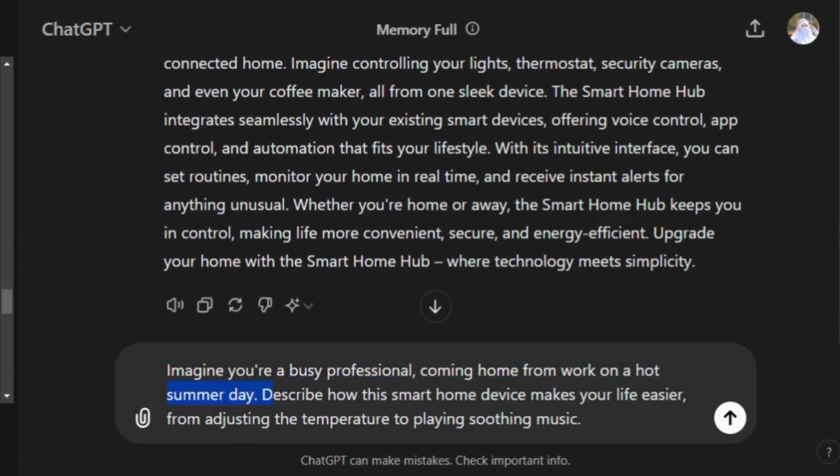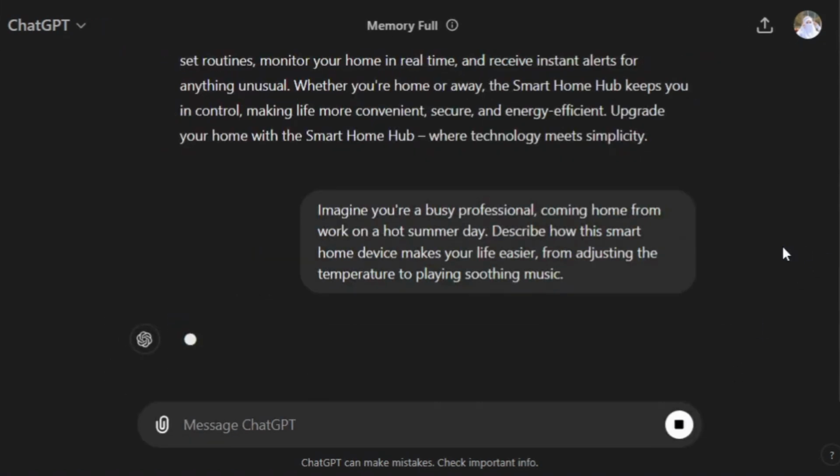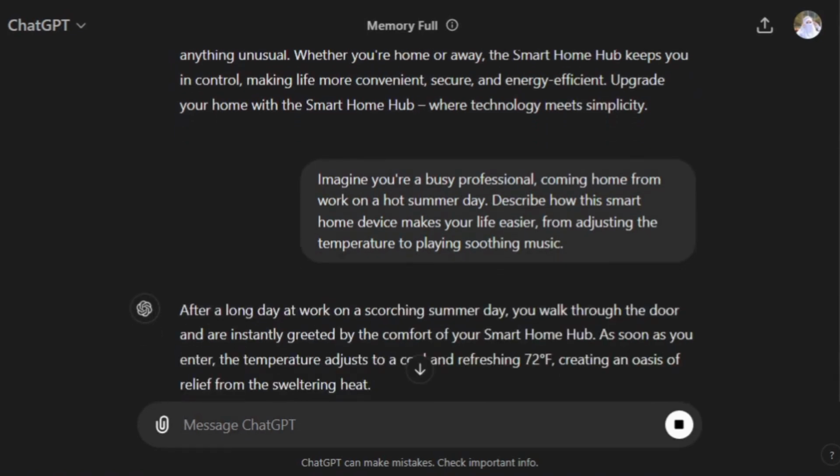But a storytelling based prompt: imagine you are a busy professional coming home from work on a hot summer day. Describe how this smart home device makes your life easier, from adjusting the temperature to playing soothing music. By telling a story, we create an emotional connection and get more insightful responses from AI. The AI model can now generate a more personalized and engaging product description.